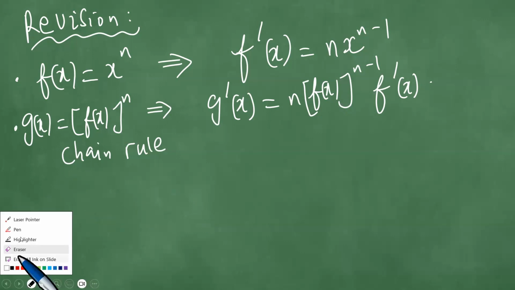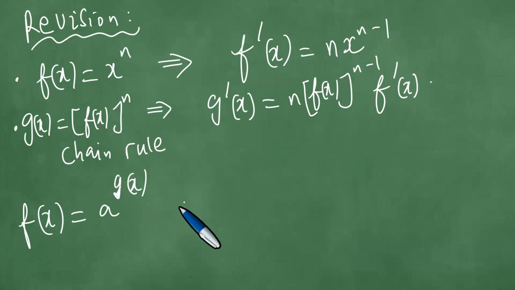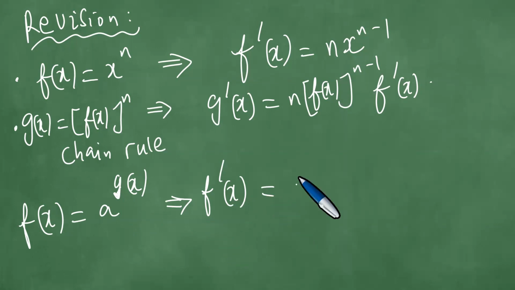Somebody gives us a function f of x. It is a number to the power g of x. What is f prime of x under this condition? Right, so f prime of x is going to be the same as what? It's going to be the same as g prime of x.